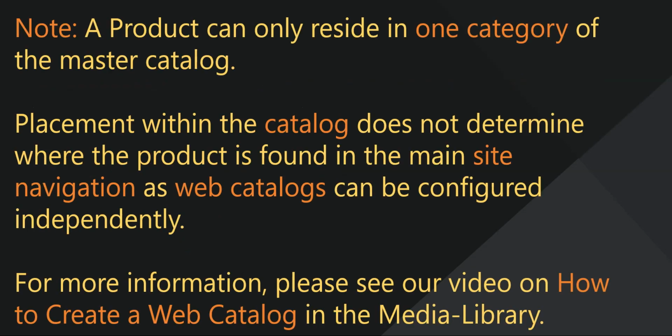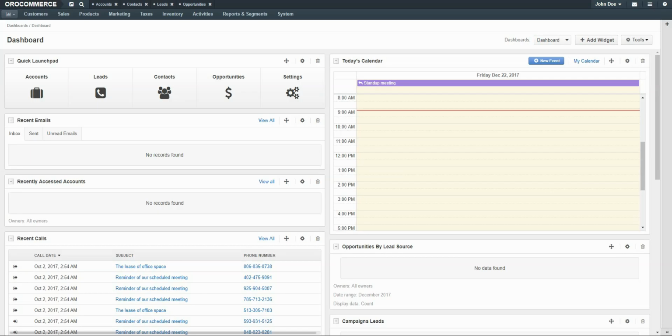It should be noted that a product can only reside in one category within the master catalog. Also, placement within the catalog does not determine where the product can be found within the main site navigation, as web catalogs can be configured independently. Please see our video on how to create web catalogs in the media library for more information.